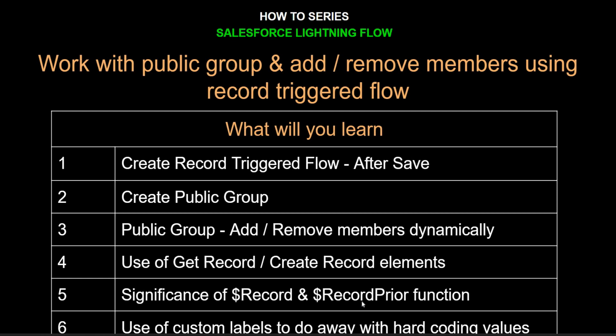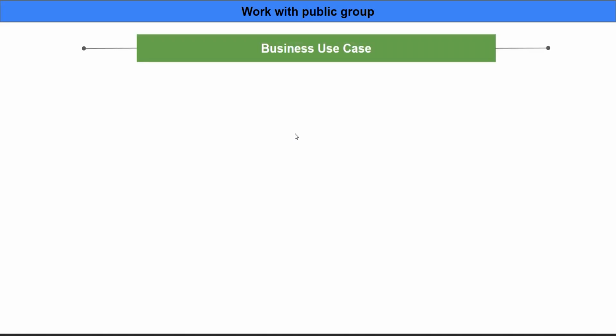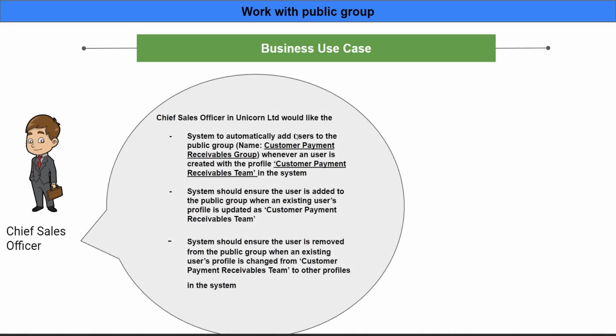We'll try to use custom labels to do away with the hard coding values. So we'll just see how everything is put together to build this business use case. So our chief sales officer in Unicorn Ltd would like the system to automatically add users to a public group with the name Customer Payment Receivables Group. So this is a public group that is created to manage the payment receivables team.